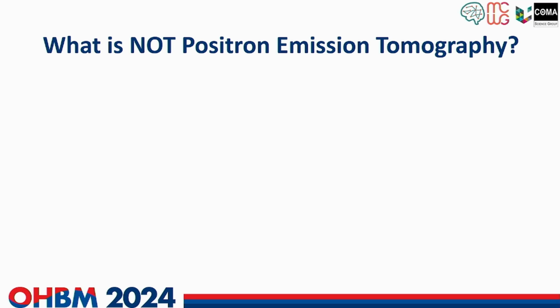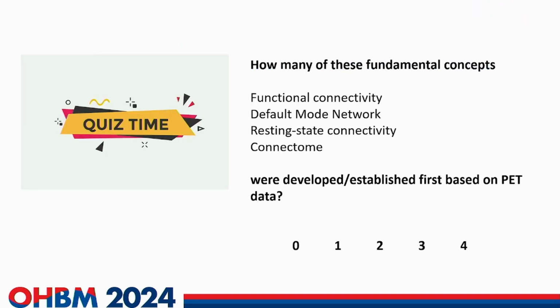A very important point I would like to make, because last year I was speaking with somebody at OHBM and realized there are a lot of misconceptions about positron emission tomography. I would like to explain what positron emission tomography is not. And to do that, I would like to start with a question. I guess many of you are familiar with these concepts: functional connectivity, default mode network, resting state connectivity, and connectome. Everybody familiar with this? Yes, pretty famous stuff.